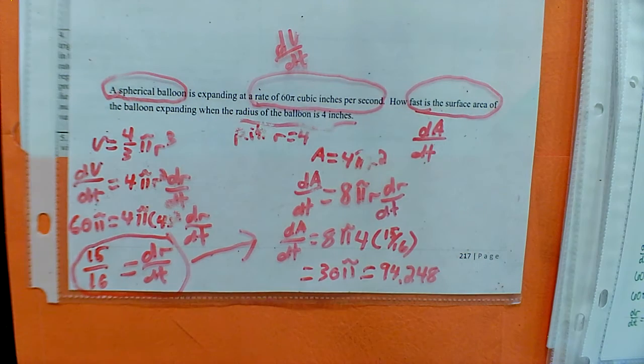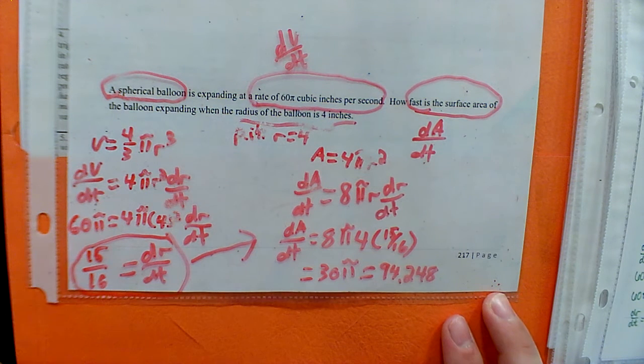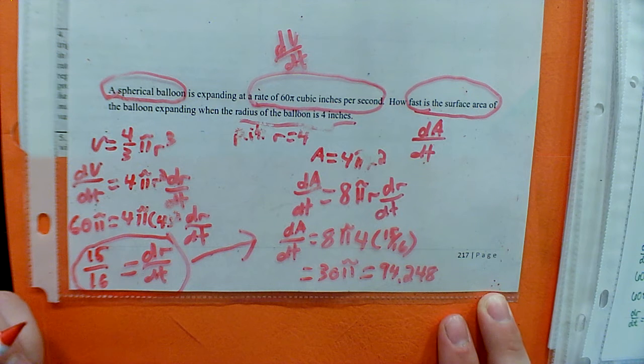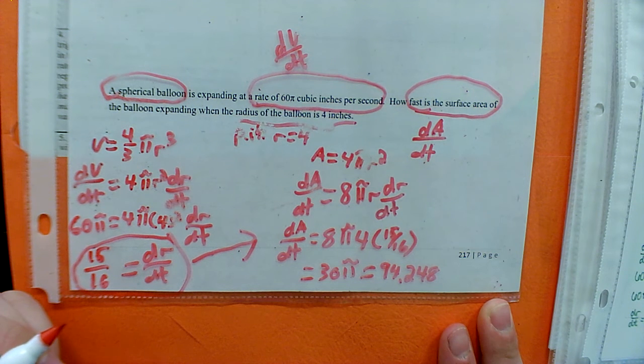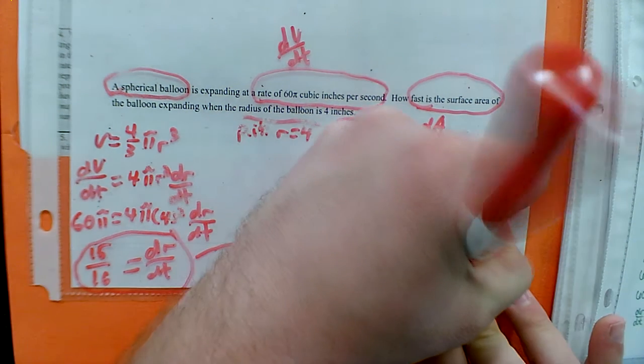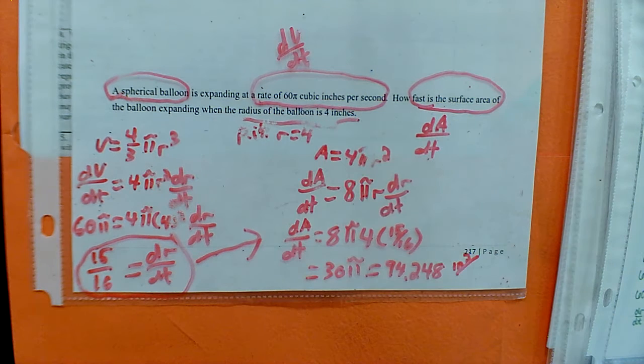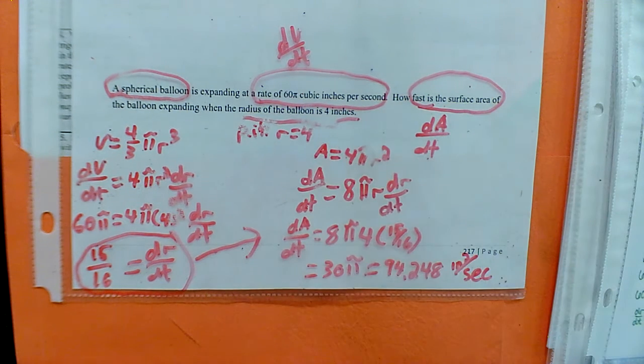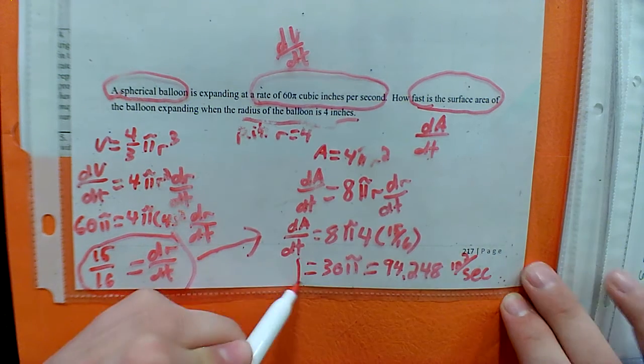94.248. Now we have to figure out, this is a rate, and we know we're dealing with something over time, so we need to figure out what our units are. So try to look back in the problem. What are our units for this problem? Inches. Okay, we know we're using inches, but this is area. So if we have inches, how do we have to deal with inches in area? Yeah, inches squared. Inches squared over, what is our time? Seconds, yes. Inches squared over seconds. So 30 pi inches squared over seconds. And that is your final answer.